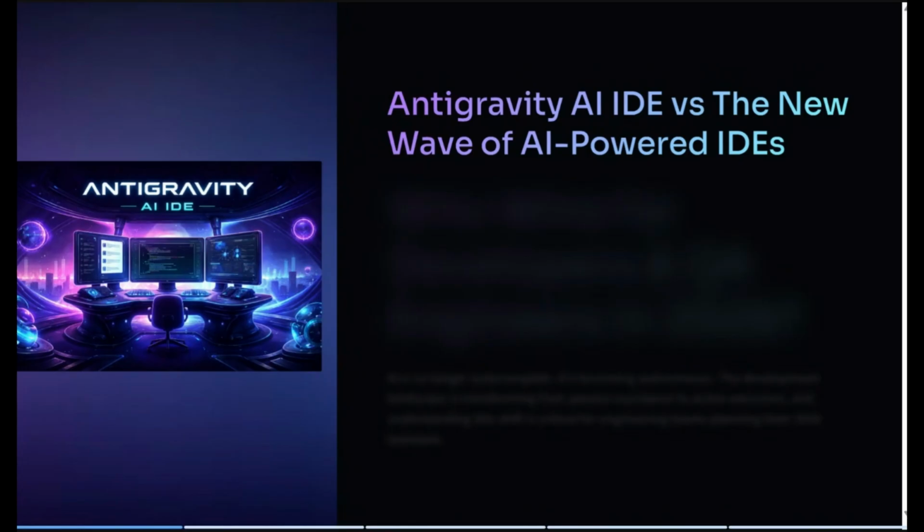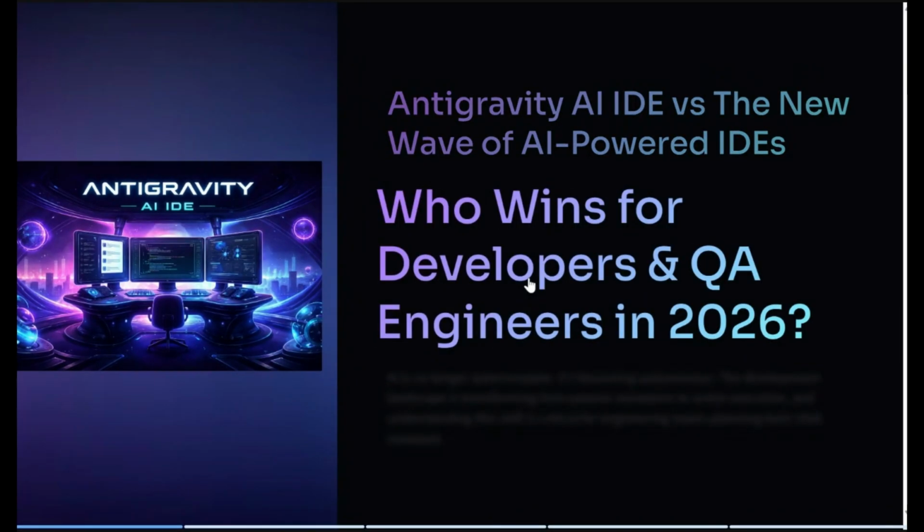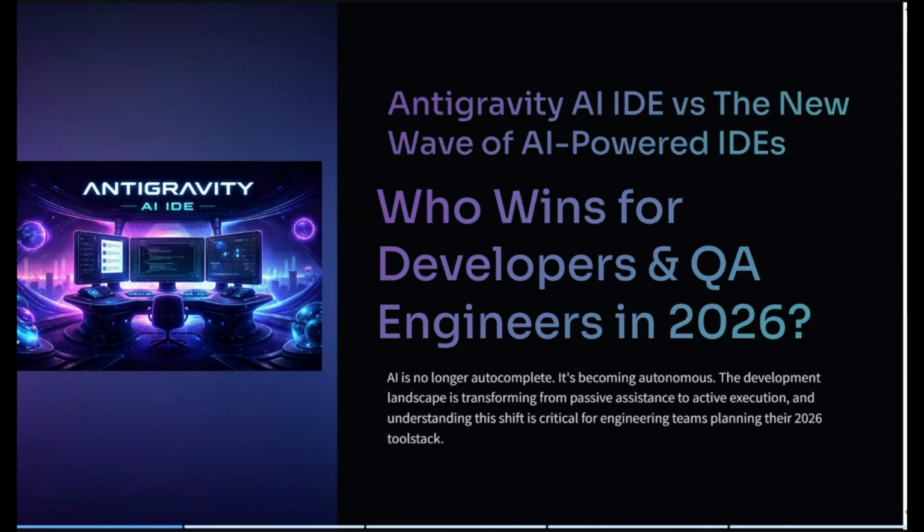So, in this video, I'll compare Antigravity with other AI powered IDEs and also cover the functionality of Antigravity, how AI has evolved towards these AI powered IDEs, and explain what this shift means for automation testers. So all these things, like who wins for developers and QA engineers in 2026, right?